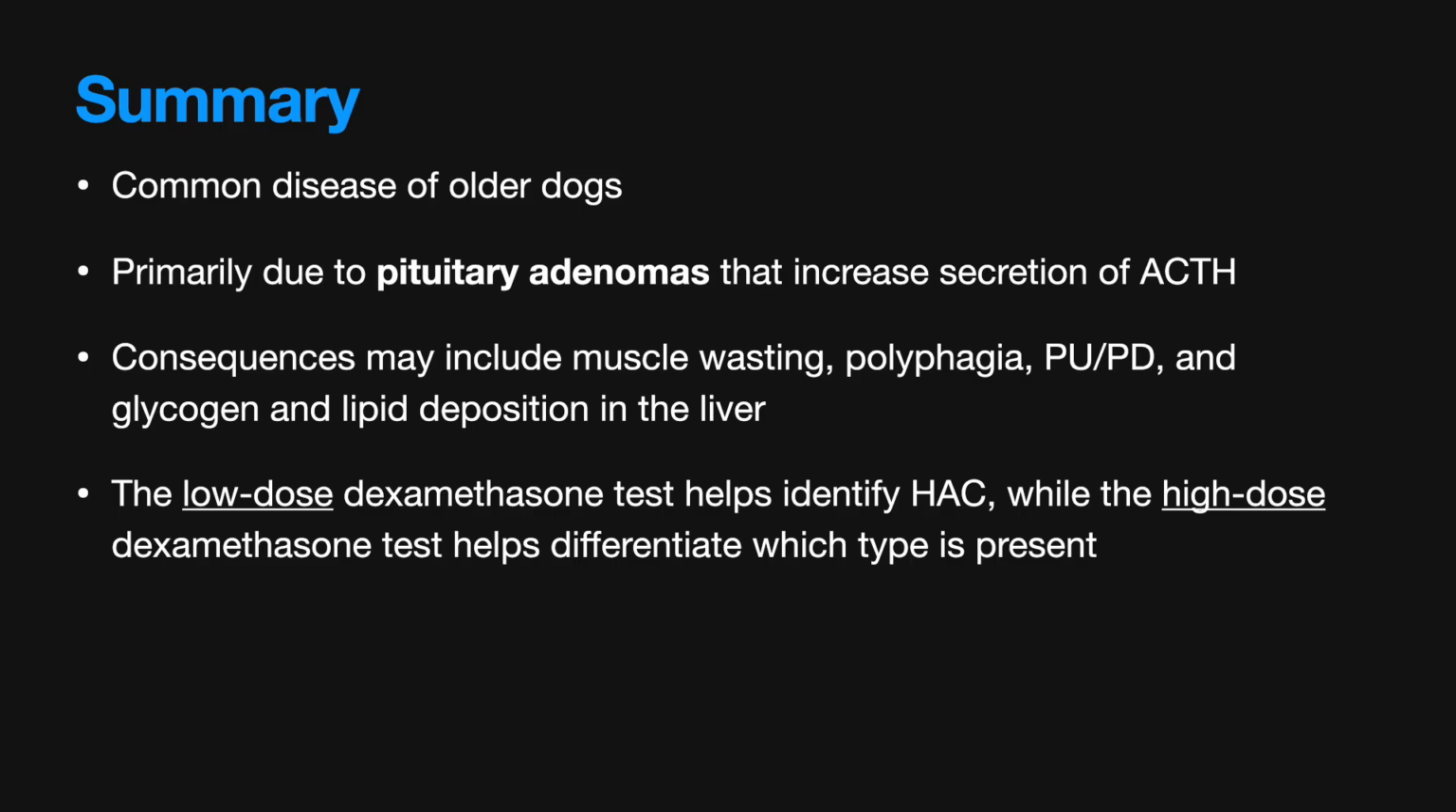So to summarize, hyperadrenocorticism is a common disease of older dogs. It primarily occurs due to pituitary adenomas that increase secretion of ACTH. Consequences of this disease include muscle wasting, polyphagia, PUPD, and glycogen and lipid deposition in the liver. The low-dose dexamethasone test helps identify hyperadrenocorticism, while the high-dose test helps differentiate which type of disease is present.